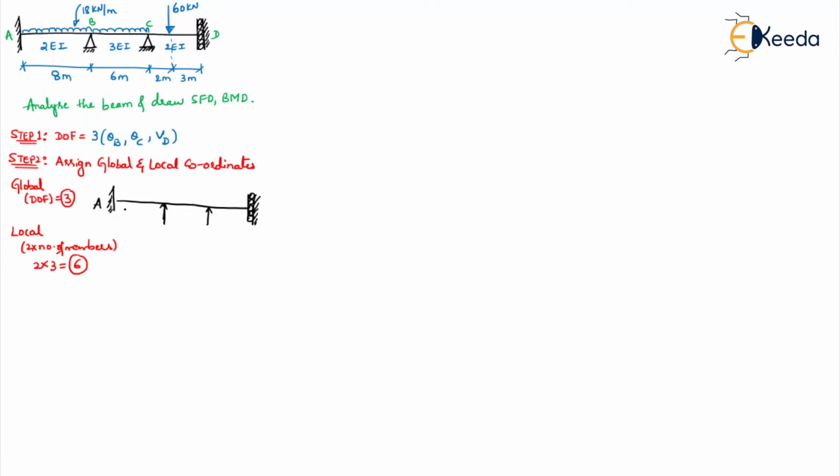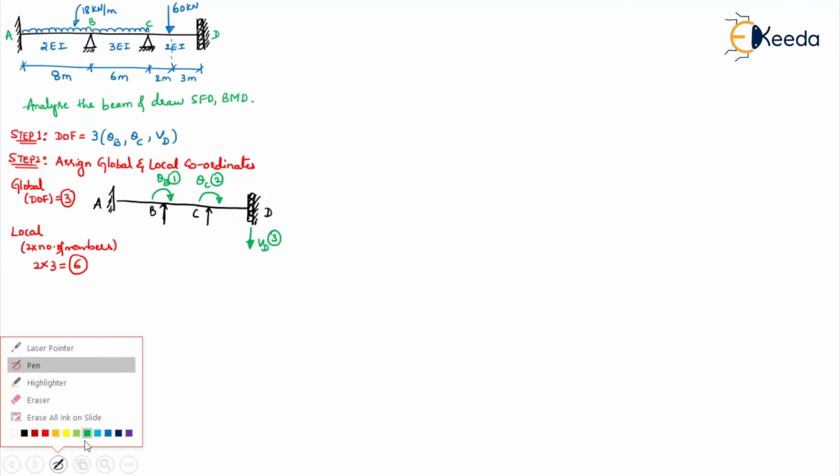Now this is your A, this is B, C and D. What are the global coordinates which you have to put? There is a clockwise rotation here, theta B. Take it as the first global coordinate. Here also there is a clockwise rotation, theta C. Take it as the second coordinate. And here let us take a vertical reaction, VD. This is your third degree of freedom or third global coordinate. So 3 global coordinates.